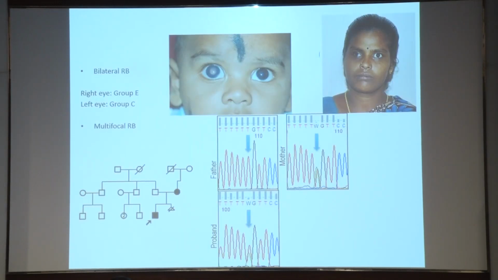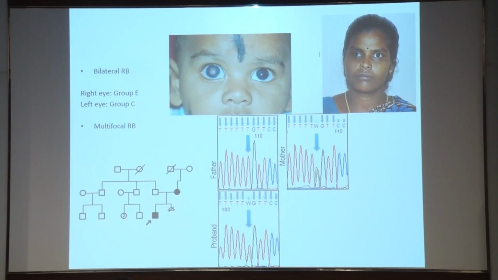Now, this was a child who was brought with a bilateral retinoblastoma. Unfortunately, we had to enucleate one eye. But on history, we found out that the mother had an empty socket. If you notice, the right eye is an empty socket, and she has had an enucleation, but she did not give us any history as to what had happened and why the enucleation was performed.